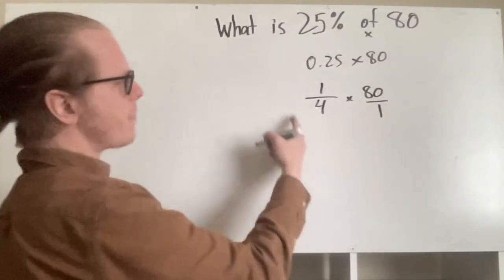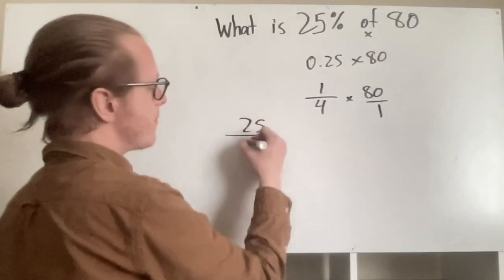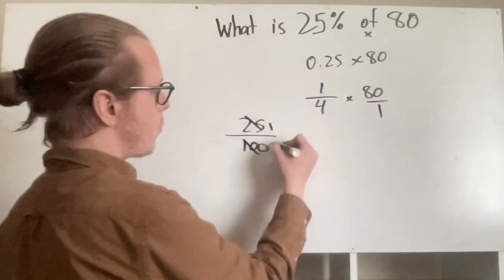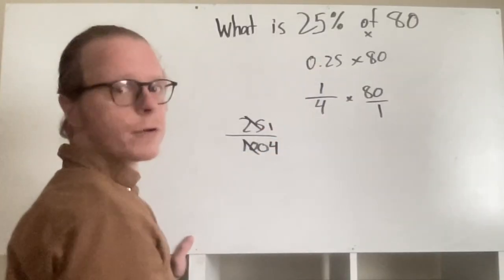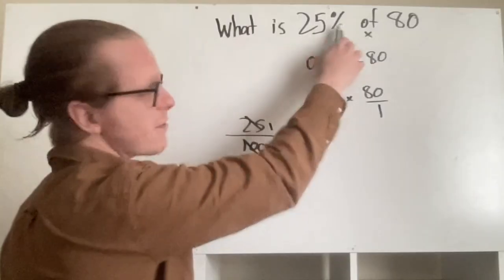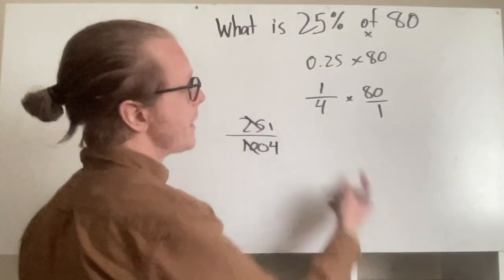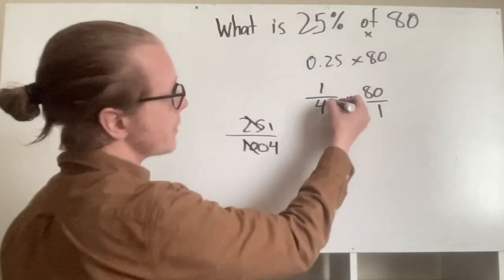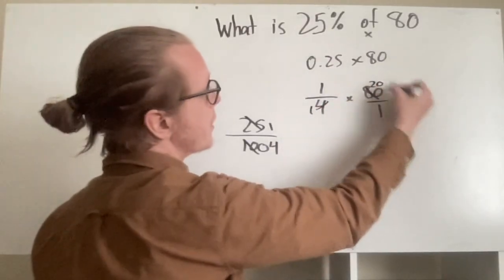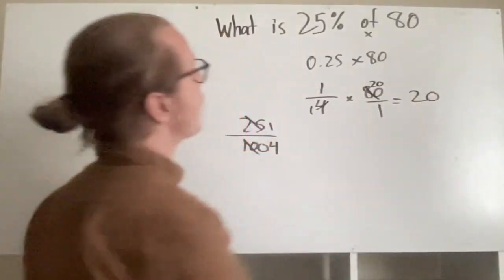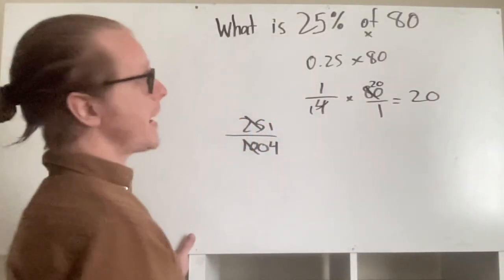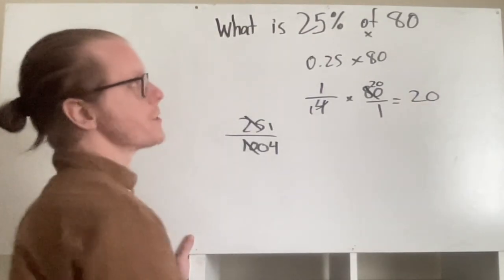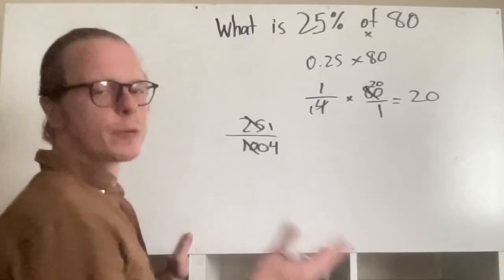Where did that 1/4 come from? Remember that 25 over 100, I can simplify to 1/4. The 25 out of 100, 25%. So this is probably actually the easier way to do it, because if I can cross cancel here, this becomes a 1, this becomes 20. So we get right to my answer of 20. What is 25% of 80? 20.